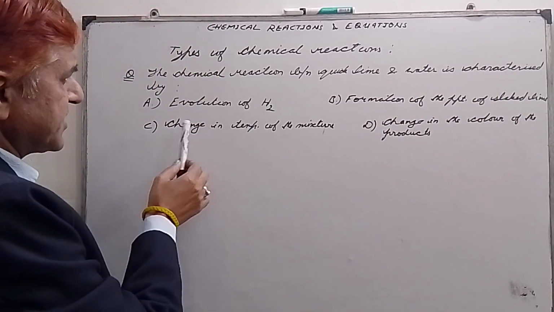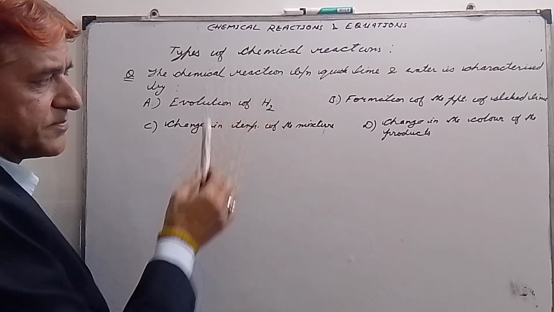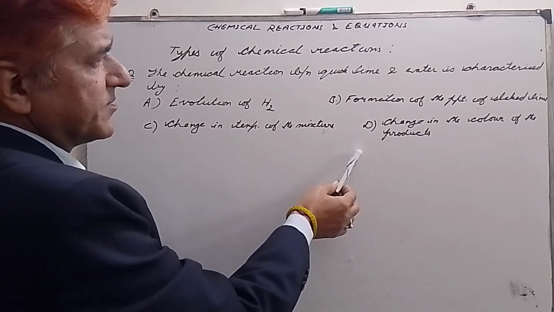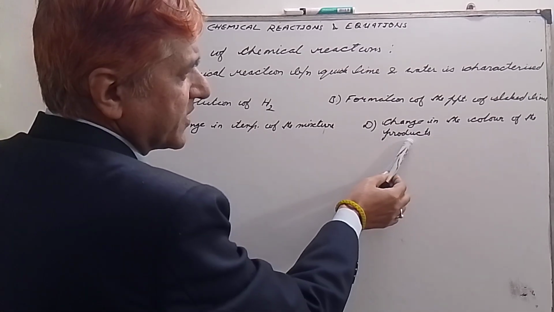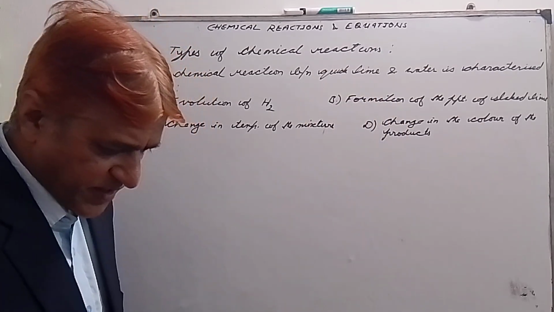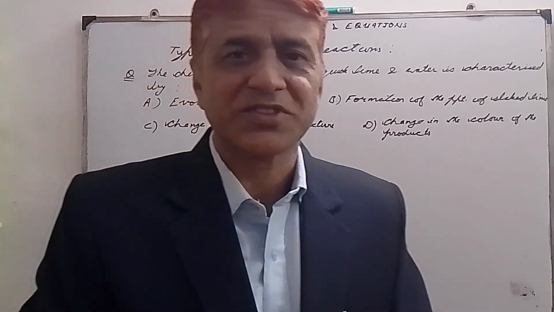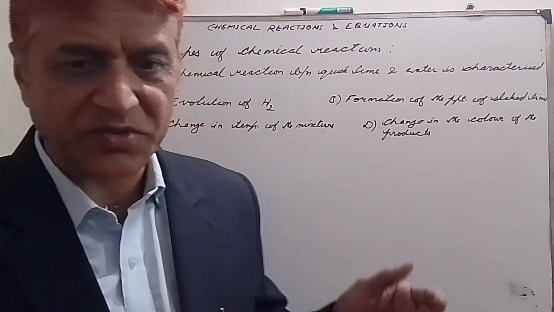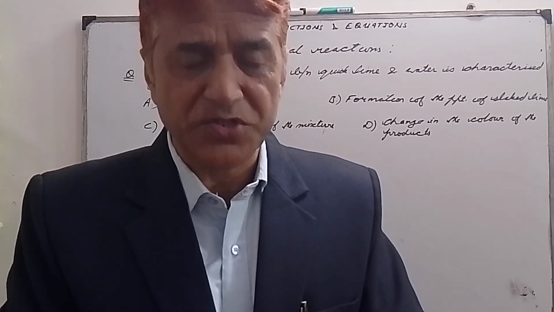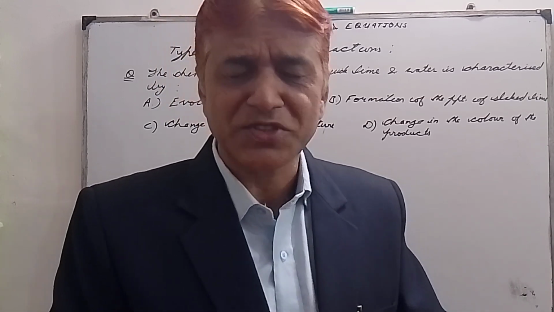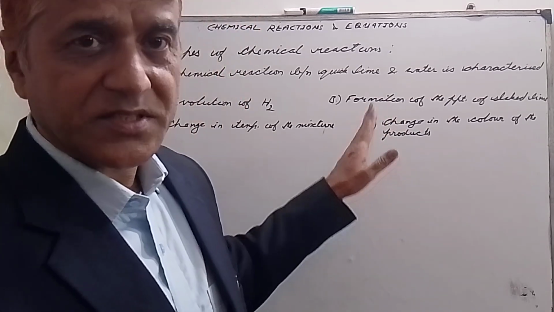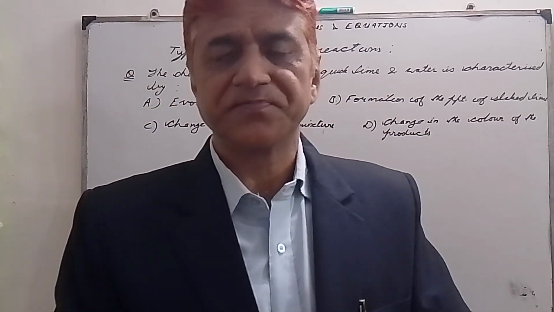Third option is change in temperature of the mixture. D is change in the color of the products. So my dear students, this is a question for you. This is a very simple question. If you had gone through the previous videos actively and carefully, then there is no question that you will not be able to answer this question. So if you are not able, then please watch our previous videos.